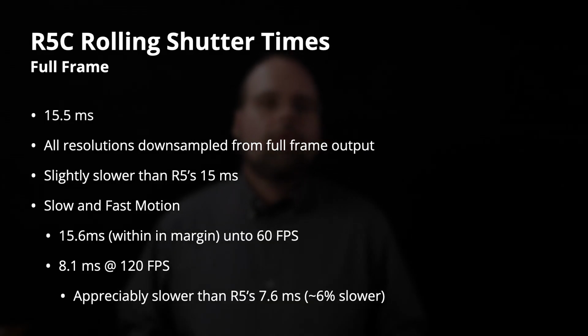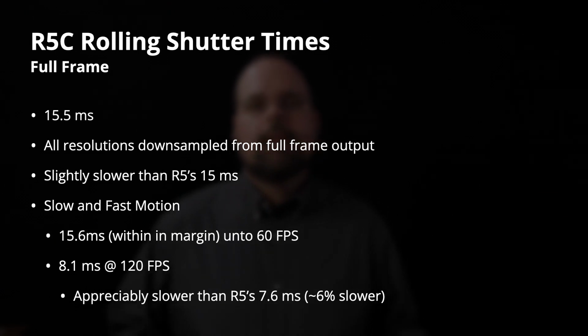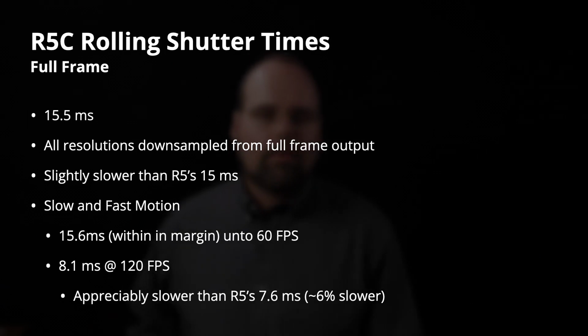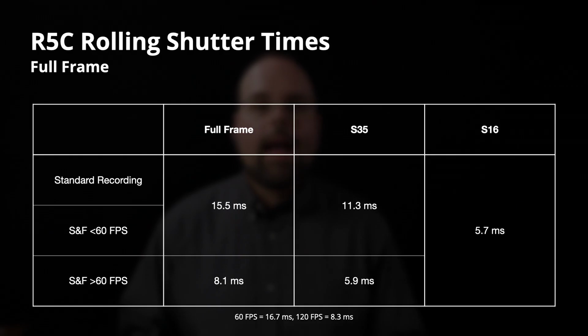And we'll start with what I found in full frame mode. So in full frame, the rolling shutter time I found was about 15.5 milliseconds. This applied to obviously all of the resolutions that you output to, because the camera downsamples from 8K to everything smaller, so you don't have an easy way to get around this. Slow and fast motion used the same rolling shutter time for frame rates up to 60 frames a second. So I tested 18, 24, 30, and 60 frames a second for that.